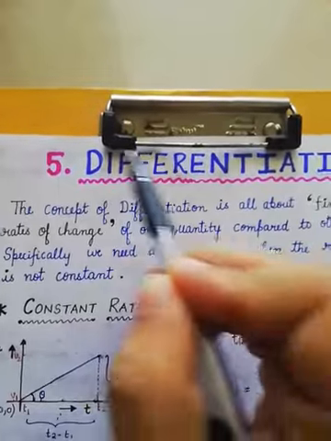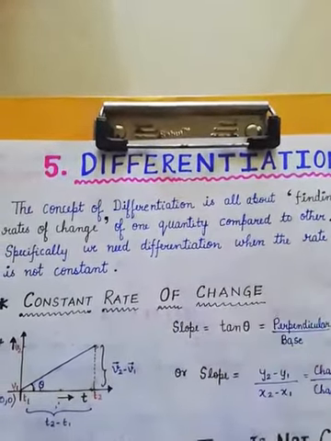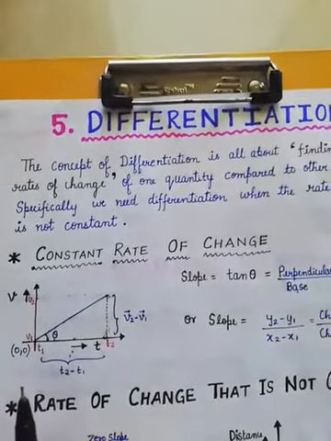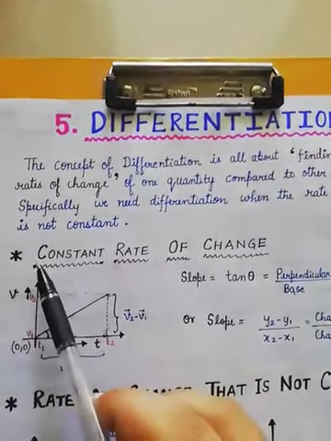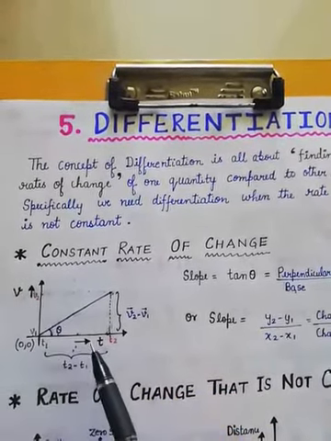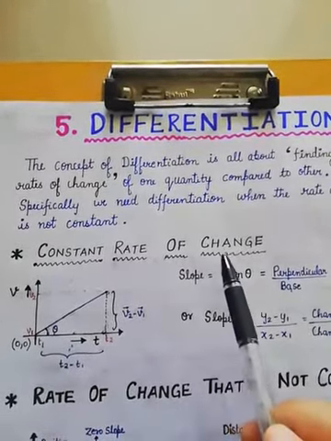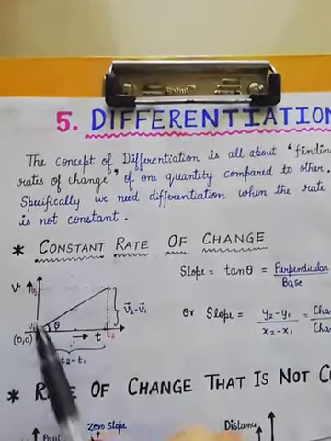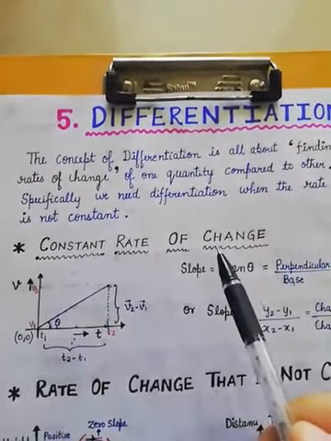So students, in order to understand the meaning of this whole sentence, you should recall the concept of your class 9th and 10th. Okay. For that, look at this graph, which is a velocity time graph, in which we see a constant rate of change of velocity with respect to time. So this is an example of constant rate of change.